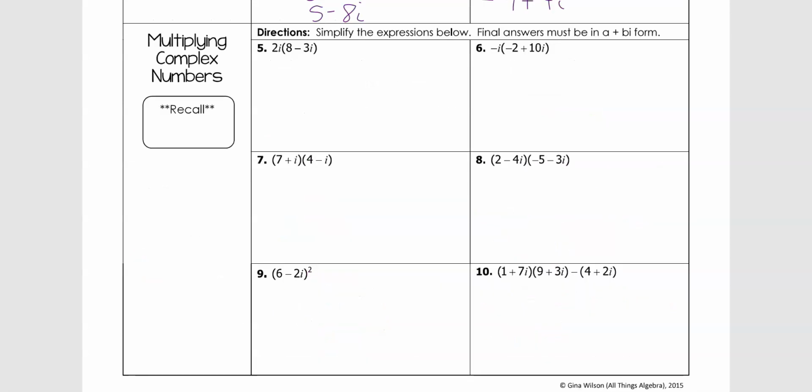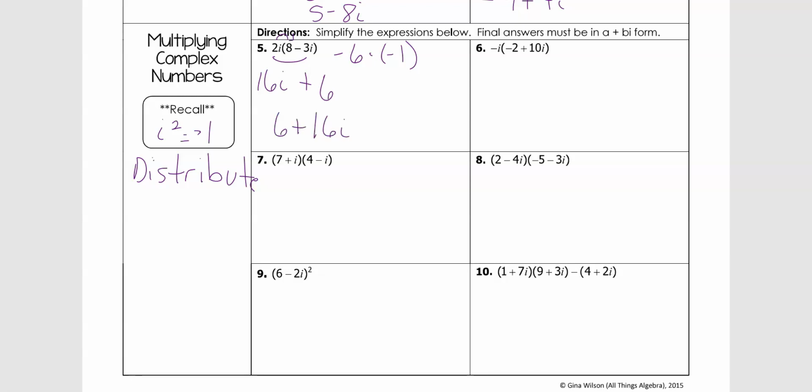All right, multiplying complex numbers, remember, we want to remember that i squared is negative 1. And we are going to be distributing here, okay? So we have 2i times 8. 2 times 8 is 16i. And 2i times negative 3i. 2 times negative 3 is negative 6. i times i is negative 1. Negative 6 times negative 1 is positive 6. And remember, standard form, the real part comes first. So we're going to have 6 plus 16i.